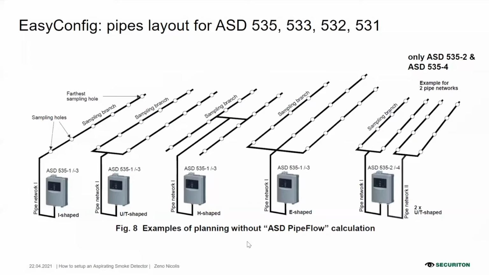So in order to be able to use the easy config mode, so without the PC, we must necessarily have a symmetrical pipework, as in the picture. There are therefore restrictions on the maximum number of holes, the maximum length of the pipes, as well as the use of accessories. With regard to accessories, only these models and combinations can be used.